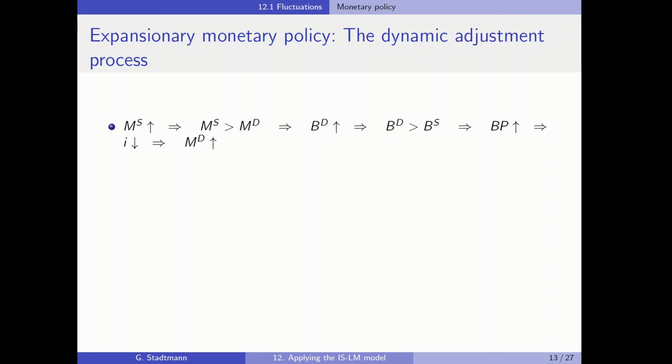But it's a case that money supply is larger than money demand. There is more money available compared to what the private household is willing to hold, and therefore, in a first step, the private household is trying to buy bonds. Bond demand is up. Bond demand is larger than bond supply, which leads to an increase in bond prices. When the bond prices increase, then the interest rate decreases. When the interest rate decreases, money demand increases again. These are the mechanisms which occur on the money market.